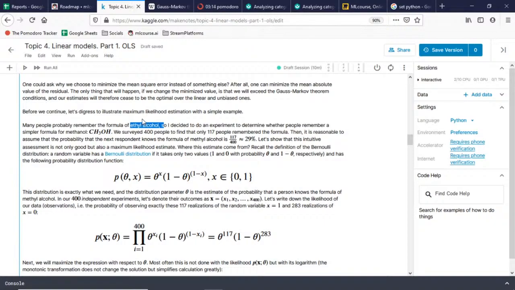Where does this estimate come from? By the definition of the Bernoulli distribution, a random variable has a Bernoulli distribution if it takes only two values, 1 and 0, with probability theta and 1 minus theta respectively, and has the following probability distribution formula.